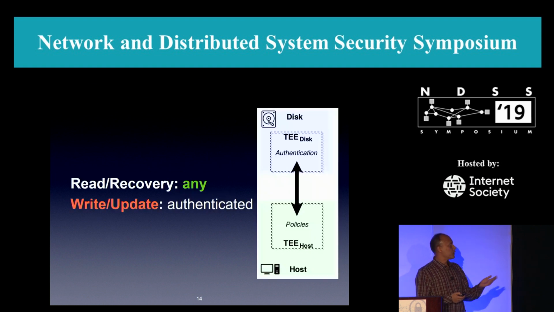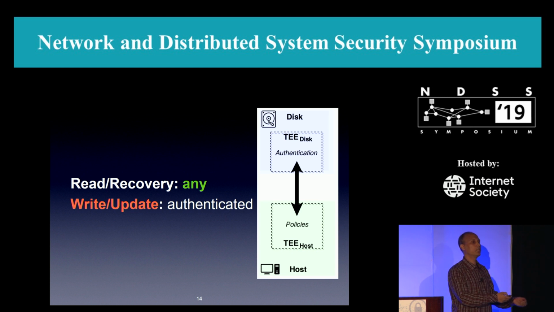So in our design, just the very first overview is that we have a protected partition where we want to control the write operations, and the authentication secret, we need to protect it from the operating system, and we protect it with the host CPU's TEE. What this design allows us is that we can read and recover from any machine. Even if you are infected and cannot access your machine anymore, you just take your disk to another machine, and you can read our partition. But for write or update, you need the authentication secret.